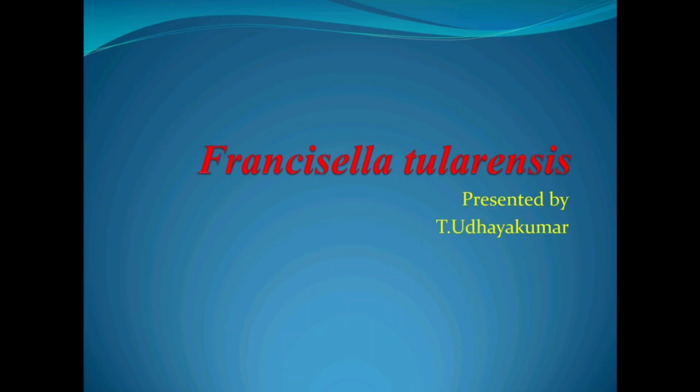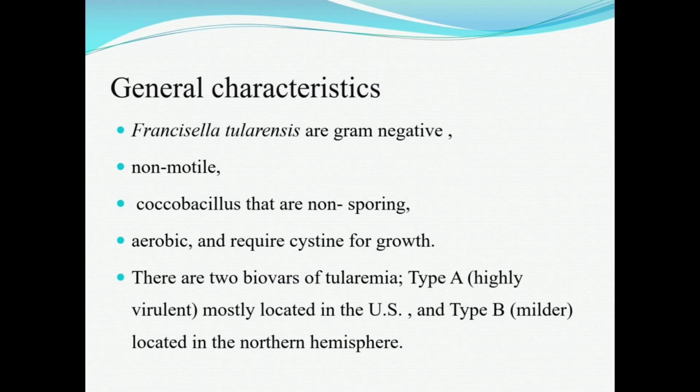Today I am going to explain about Francisella tularensis. Now let me see about the general characteristics of Francisella tularensis. First, let me see about the gram classification of the bacteria. It's a gram-negative, non-motile, non-sporing coccobacillus. The mode of respiration is aerobic, and it requires cysteine for its growth.